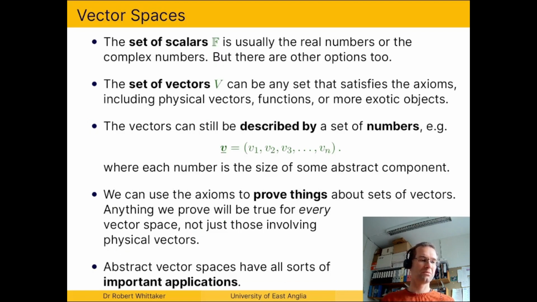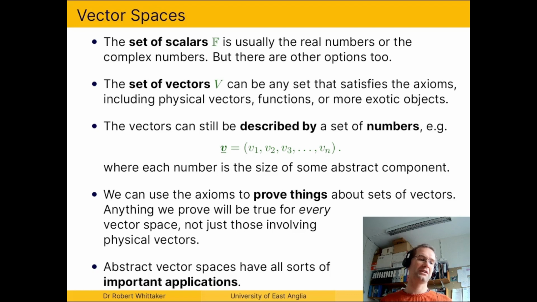So what sort of things can we form vector spaces from? Well, the set of scalars F is usually the real numbers, but it could be the complex numbers, and there are other more exotic options that we can choose too. The set of vectors V can be any set that satisfies the axioms, so this includes physical vectors. We could also use functions and think of them as vectors, and again there are more exotic mathematical objects you can come up with that still satisfy these same axioms.